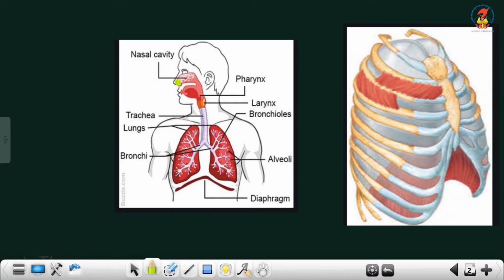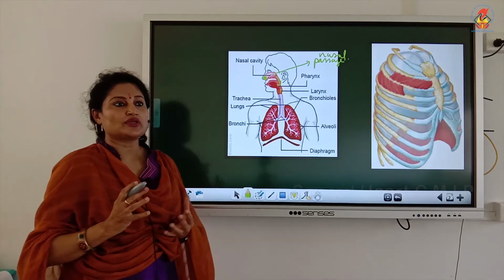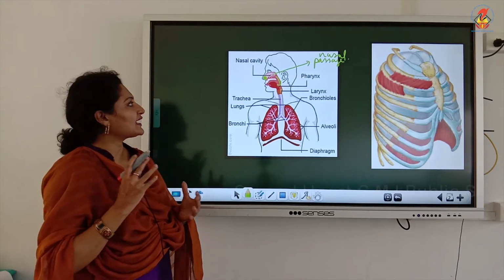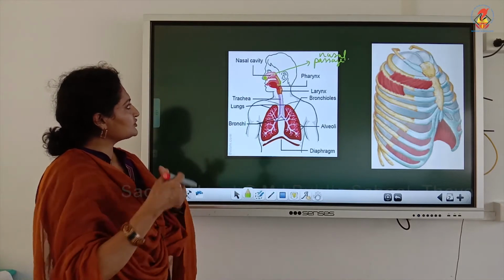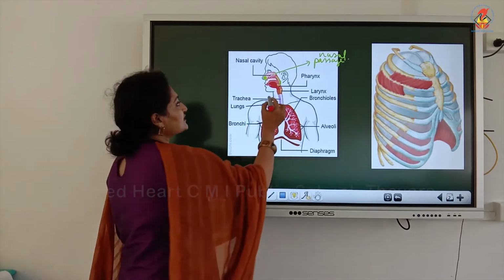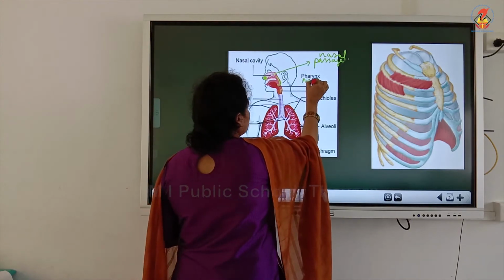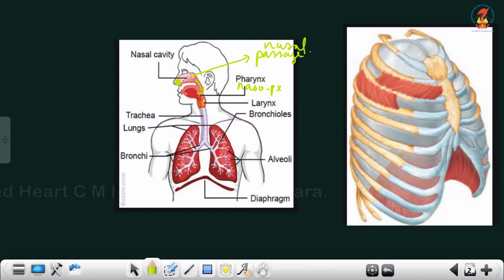See, a pair of nostrils leads to the nasal passage, and the nasal passage leads into the pharynx. We know pharynx is a common junction between the buccal cavity and the windpipe, and that part which is leading to the windpipe is called the nasopharynx. The nasopharynx leads to the voice box or the larynx, which is in the throat region.